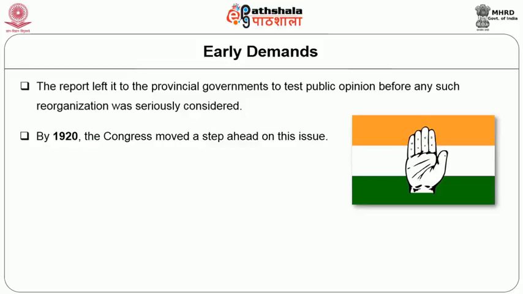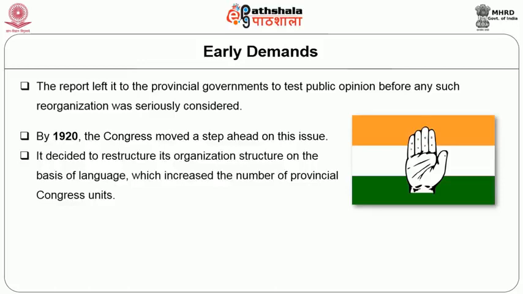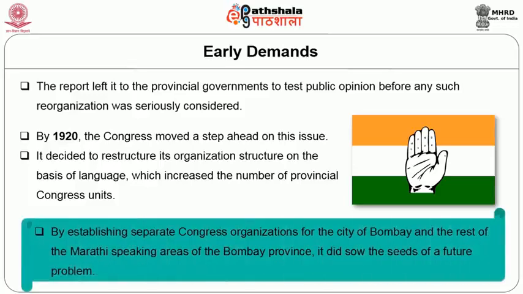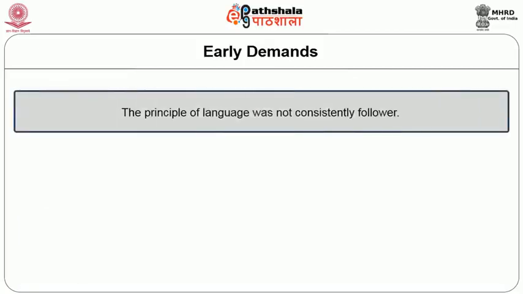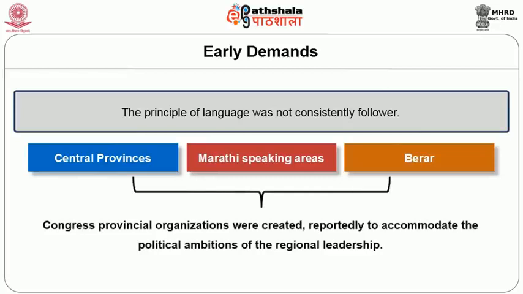By 1920, the Congress moved a step ahead on this issue. It decided to restructure its organizational structure on the basis of language, which increased the number of provincial Congress units. However, by establishing separate Congress organizations for the city of Bombay and the rest of the Marathi-speaking areas of the Bombay province, it did sow the seeds of a future problem. Furthermore, the principle of language was not consistently followed. In the Marathi-speaking areas of the Central Provinces and Berar, two separate Congress provincial organizations were created, reportedly to accommodate the political ambitions of the regional leadership.